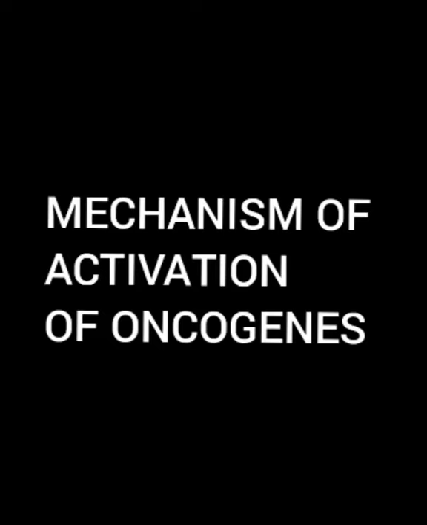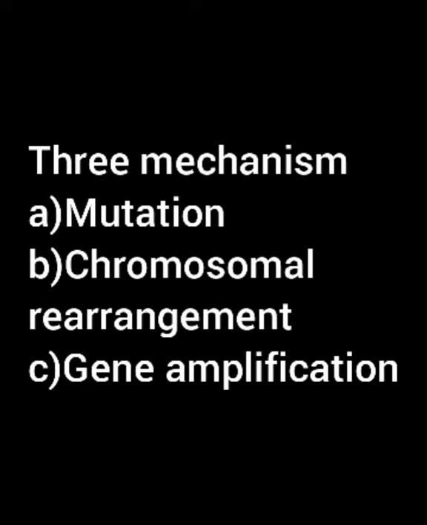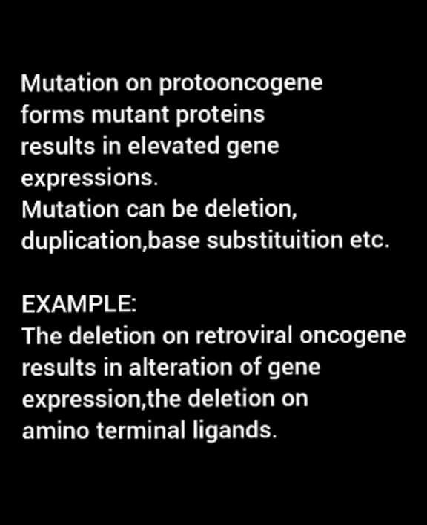In this video, we will be talking about the mechanism of activation of oncogenes. The oncogenes are mainly activated in three ways. The first one is mutation, the second one is chromosomal rearrangement, and the third one is gene amplification. The first one includes mutation.